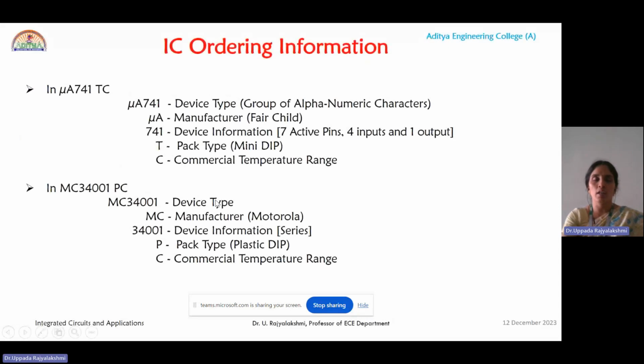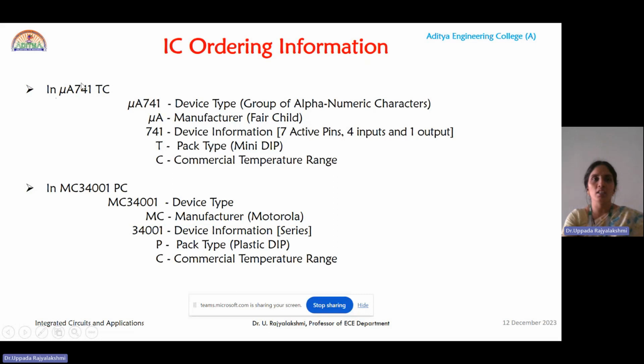Let us see the ordering information of an IC. Generally, any IC is represented with various initials. In order to define an IC by seeing its initials, you can see one example here. The first one is BUA741TC. In this, you can observe several alphanumeric characters separated from some more alphabets.